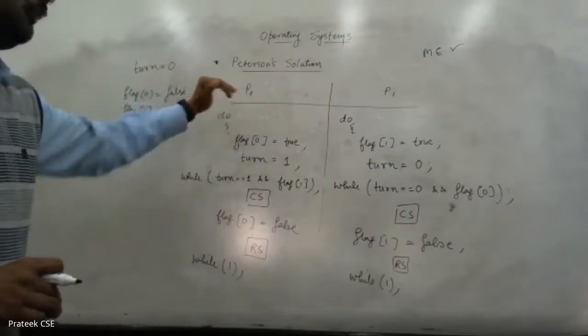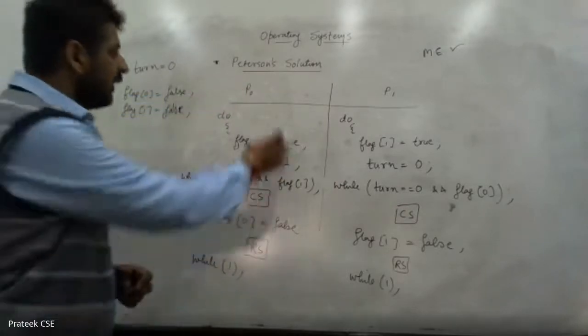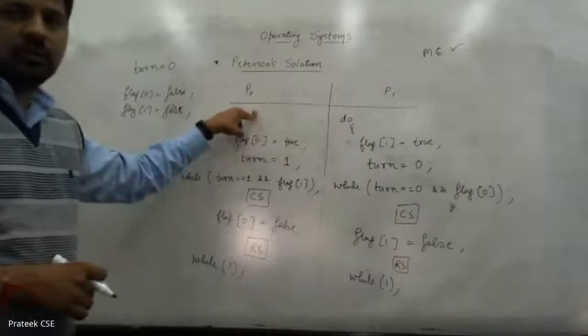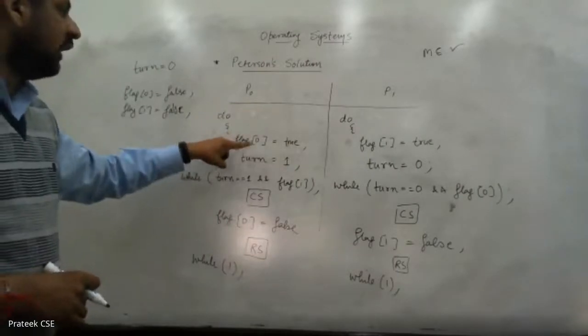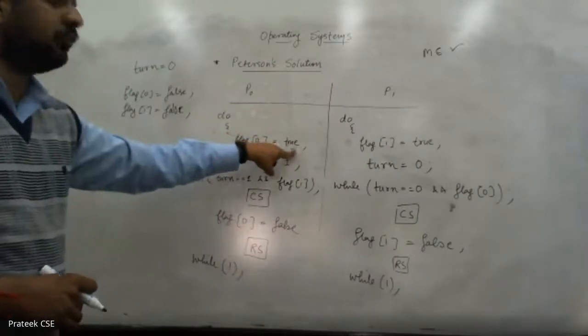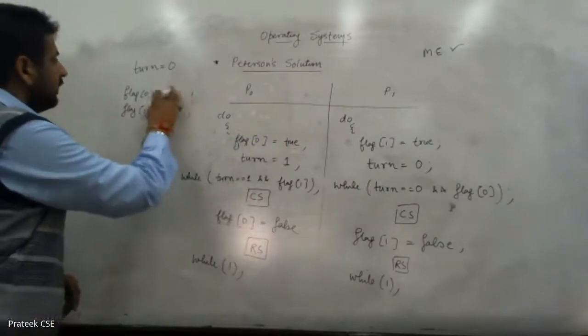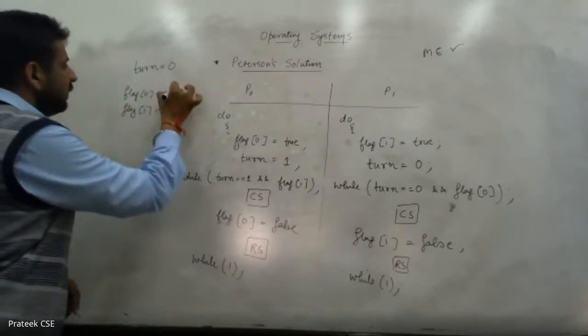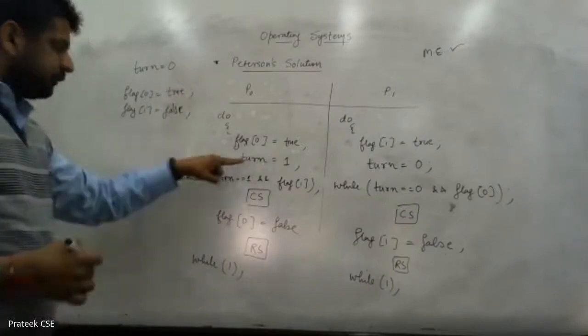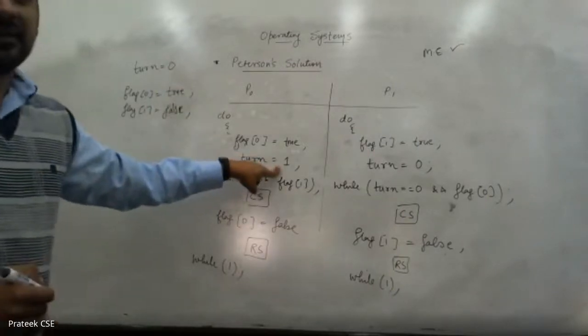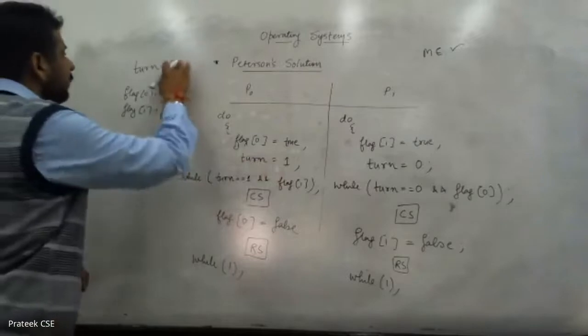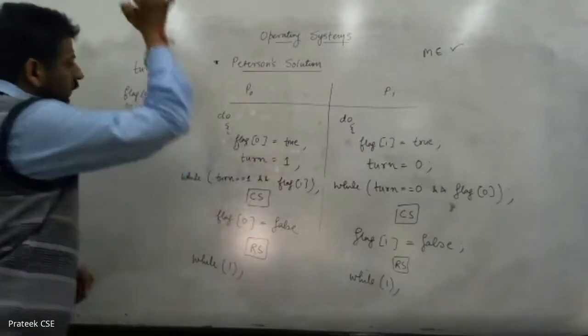So initially if P0 wants to enter the critical section, what will P0 do? P0 will set the value of flag of 0 equals to true. So it sets its own flag to true. Now this flag of 0 will be true, and turn, what will we set it to? Now turn will be updated from 0 to 1 here.